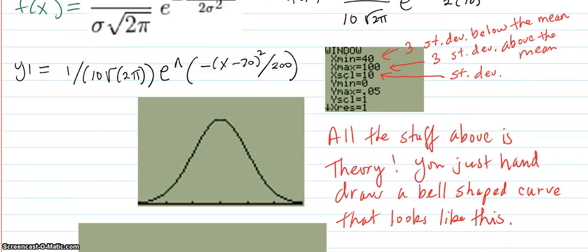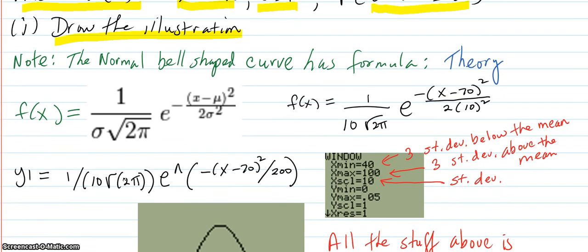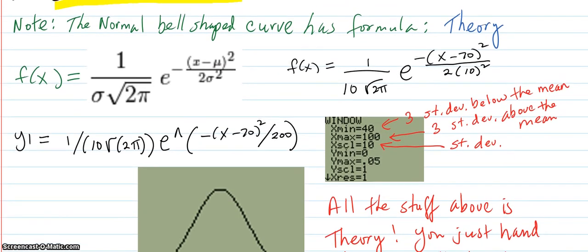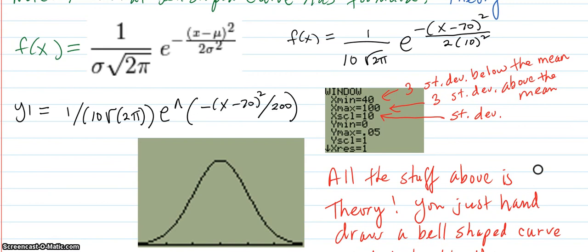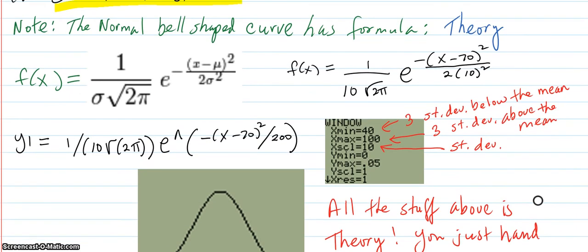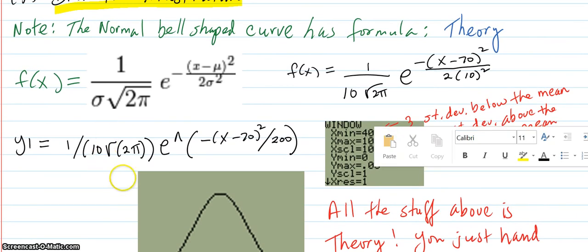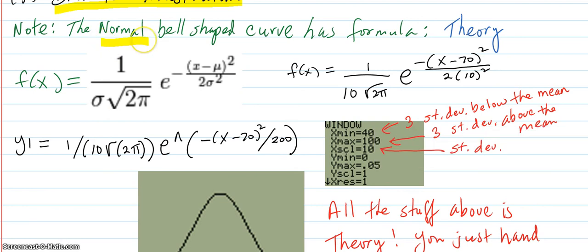Okay, now I just want to back up, and for those that are interested, I want to show you where that shape came from. Okay, it's a probability density function designed to give you a bell-shaped curve. Okay, and it's very special, called the normal bell-shaped curve, and it has this formula. Alright, so for our particular problem, we have a 70 mean, a 10 standard deviation, and a 10 standard deviation right there. So we put that in there.